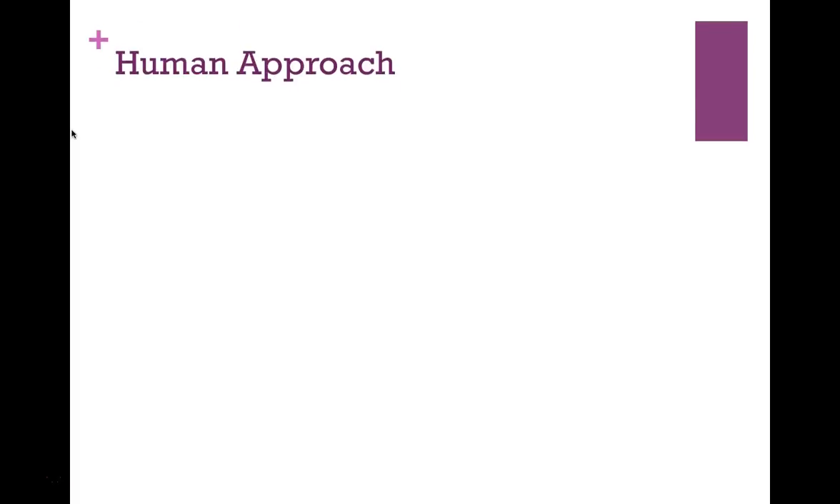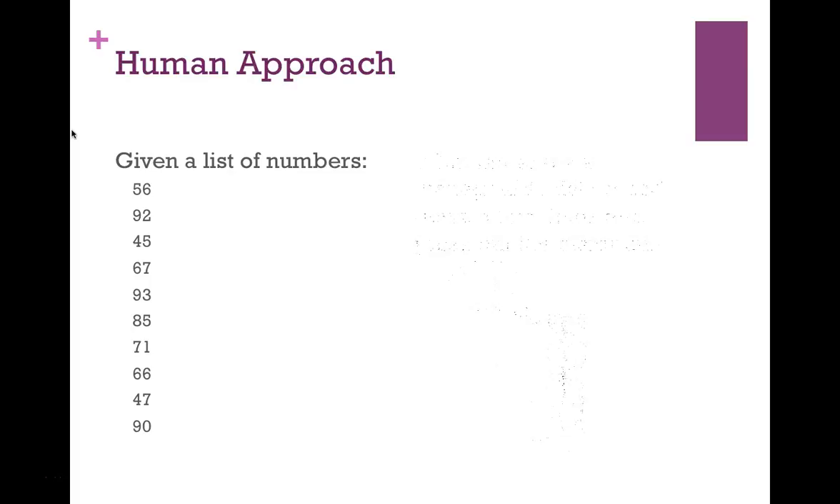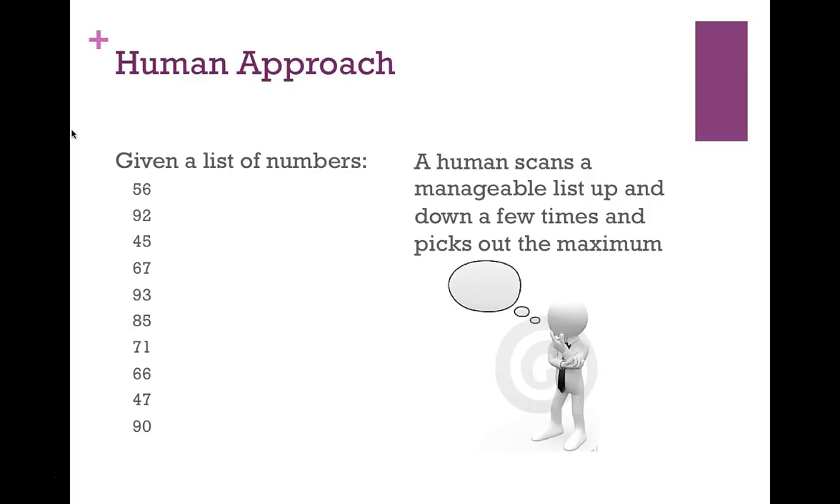Let's first look at how a human would look at this problem. Here's the list of numbers from before. If I was looking at this list, now I'm a human, and I wanted to figure out what the largest number is, I would look and see there's a 93 right in the middle, 92 above it, there's a 90 below there, everything else is in the 60s, 70s, 40s. Looks like 93 is the biggest number. So we just give a general scan of our list, and we look for the biggest number and we see what it is. And this works really great as a human being looking at a relatively small list of numbers.